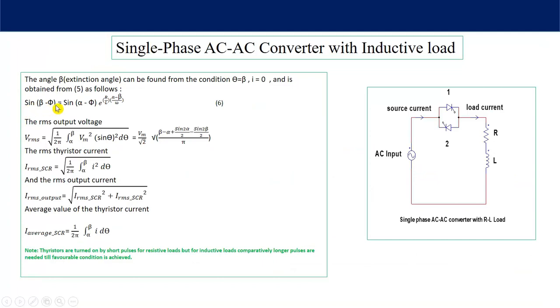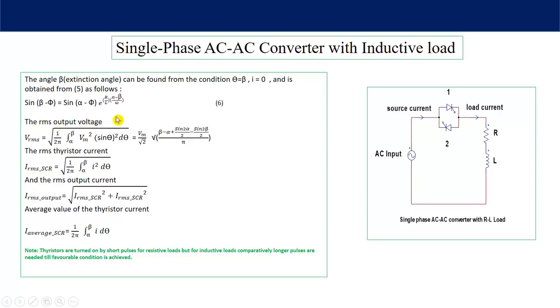So sin(beta minus phi) is equal to sin(alpha minus phi) e to the power (R by L)(alpha minus beta) by omega. So this will be equation number 4. Based on that one, if you know the other parameters, that means phi, alpha, R, L, omega, then you can find the value of this beta.